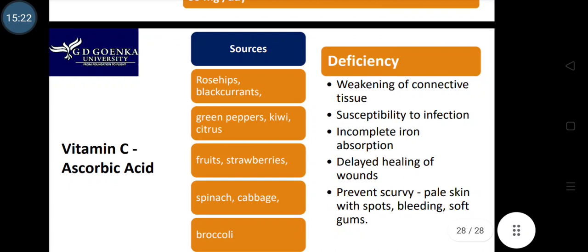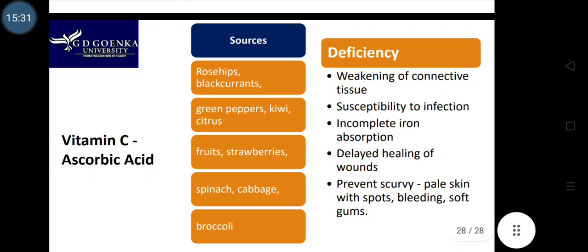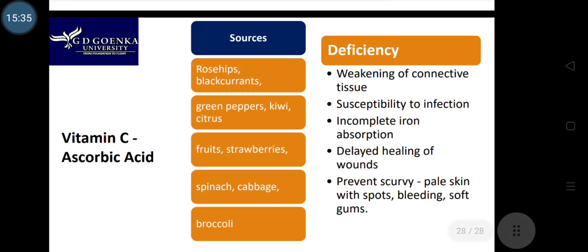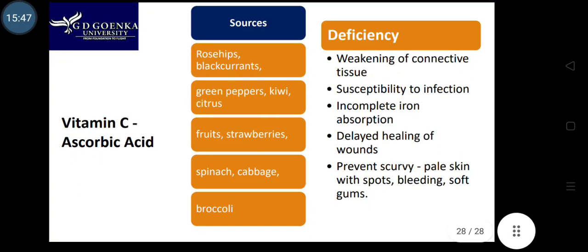Available sources are black currants, green pepper, kiwi, citrus, grapefruits, strawberries, spinach, cabbage, and broccoli. Deficiency conditions are weakening of connective tissues, susceptibility to infection, incomplete iron absorption, delayed healing of wounds, and scurvy, which presents as pale skin with spot bleeding and soft gums.